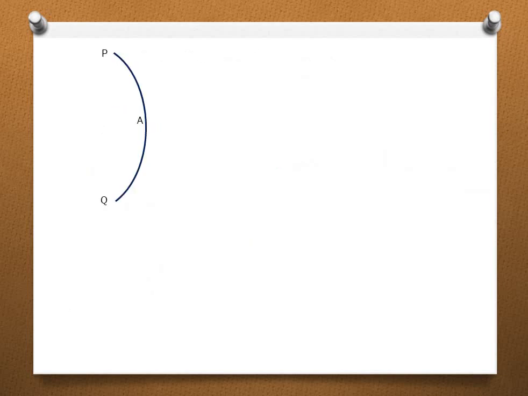So let's consider this arc PAQ. Now we are just dealing with that section. This P naught is the point of observation and this is the point S. Then we can easily say that A is the pole of the wave with respect to P naught.